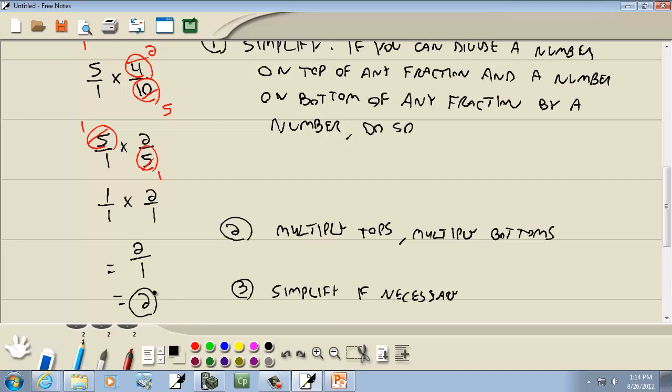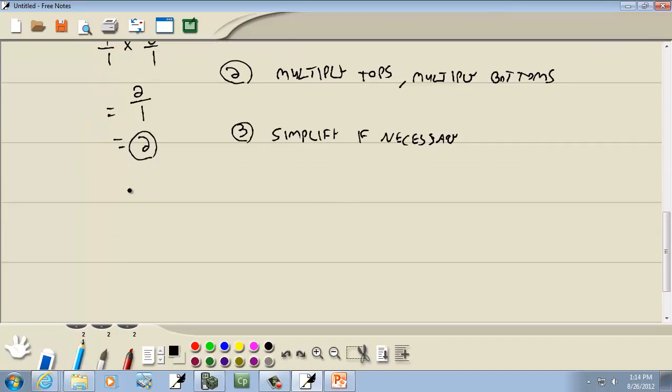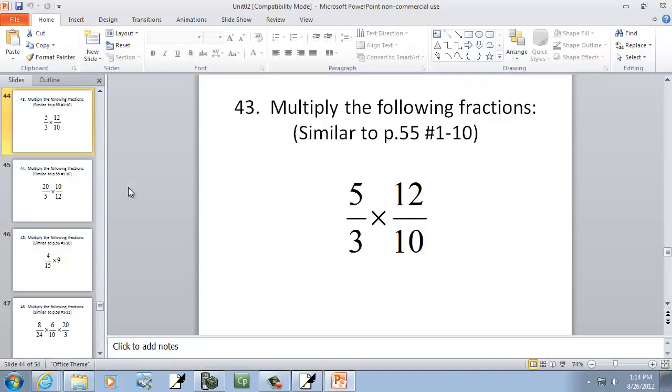Now you're going to find that there's not a whole lot of simplification necessary here if you've done a good job right up front at step 1. And that's where you should do it. You shouldn't wait till the very end, because sometimes your numbers can become real huge. Attack them while they're small. Well, let's take a look at another one of them.